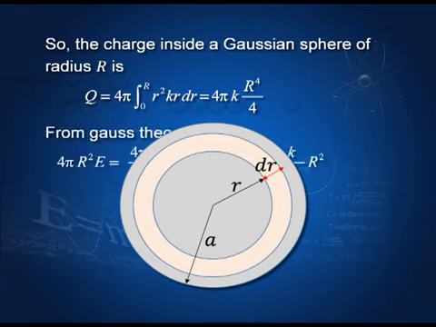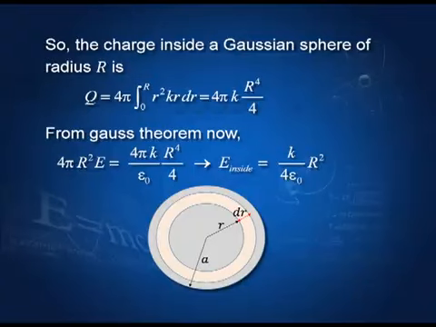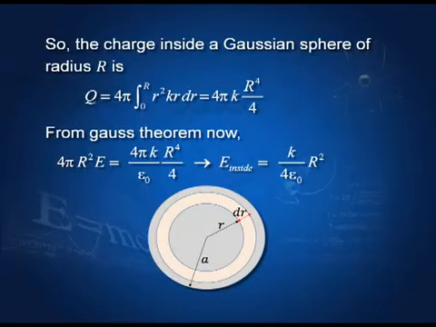And from Gauss theorem, since it is a spherical surface, the field is all radial, normal to the surface. So, 4 pi r squared E is equal to 4 pi k r 4 by 4 divided by epsilon 0, and therefore, E inside, if 4 pi gets cancelled and r squared and r 4 leaves only r squared, we get k by 4 epsilon 0 into r squared. So, the field inside is proportional to the square of the distance from the center.